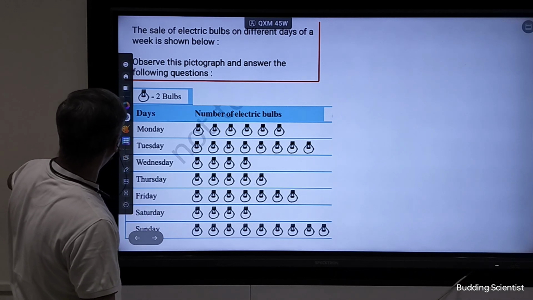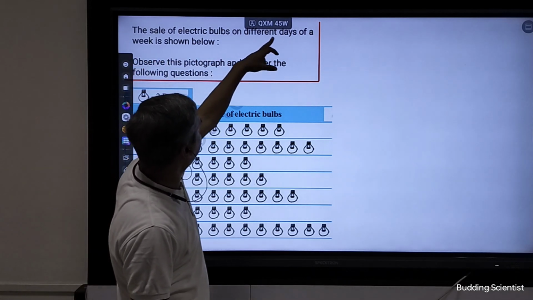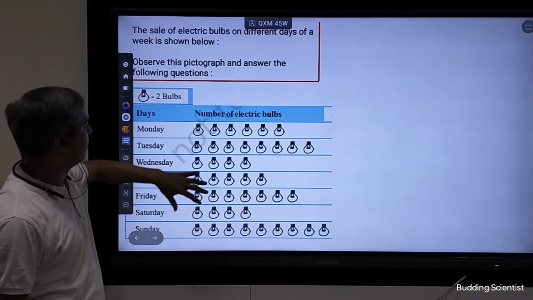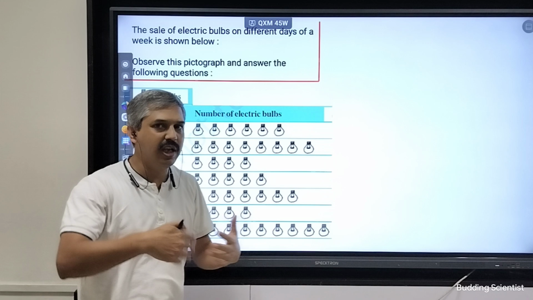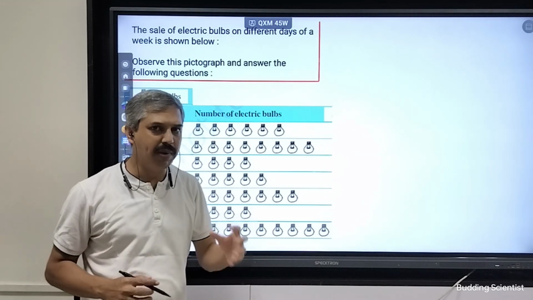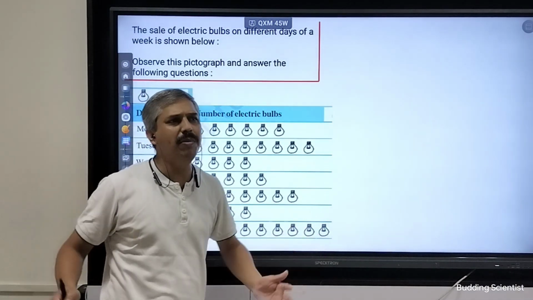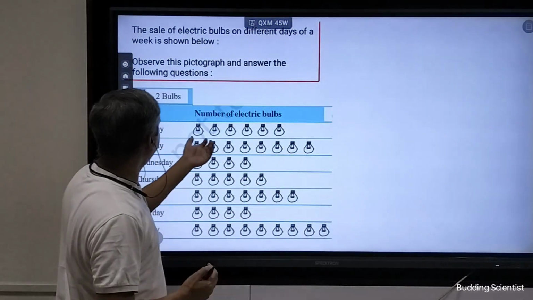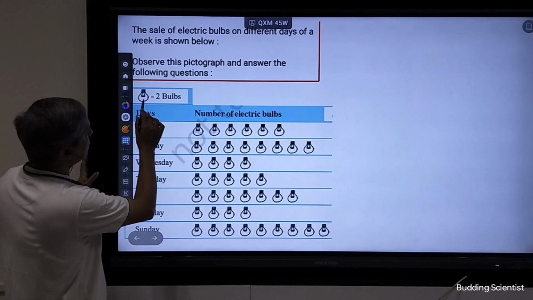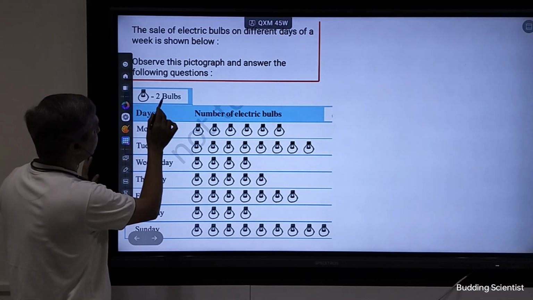The sale of electric bulbs on the different days of a week is shown below. We are talking about a shop, and in that shop, people are selling bulbs. It's not only a bulb shop, it's an electrical equipment shop. There are many things people buy. Bulbs is one of them. So how many bulbs are sold? One symbol is equal to 2 bulbs.